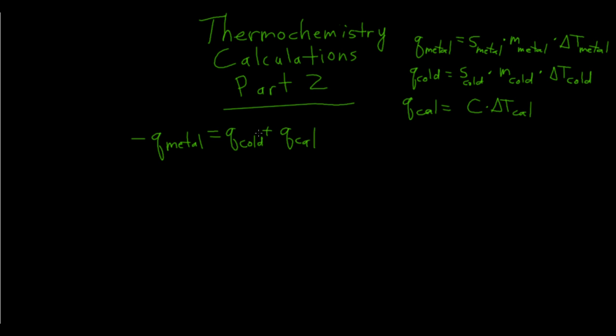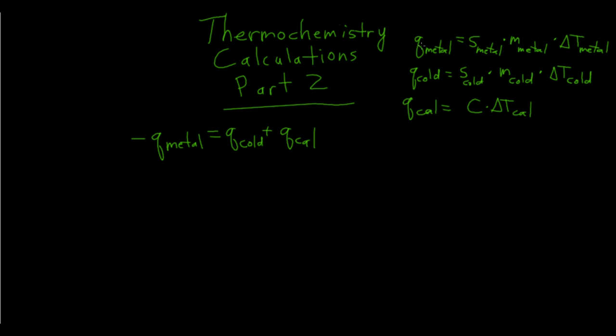negative Q of the metal is equal to Q of the cold plus Q of the calorimeter. Again, Q of the metal is the thermal energy being transferred into or out of the piece of metal. Q of the cold is the thermal energy being transferred into or out of the cold water. And Q of the calorimeter is the thermal energy being transferred into or out of the calorimeter.